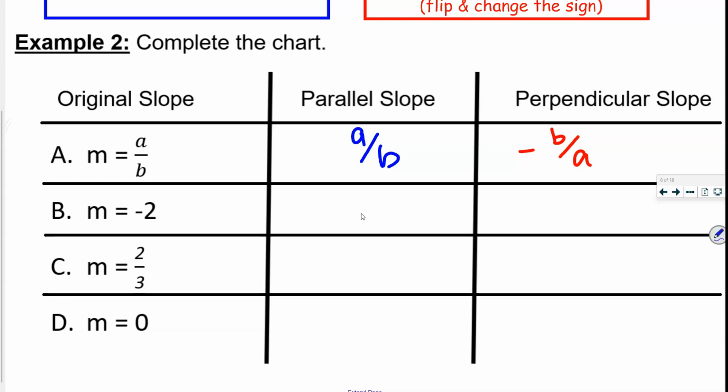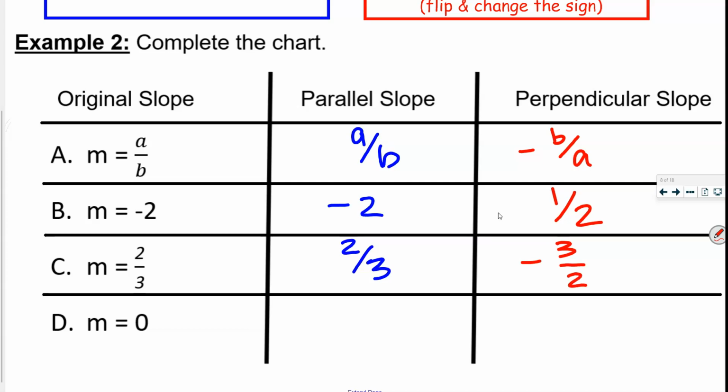So here again, parallel slope, same slope, okay? Now, the next one, we're going to change the sign, so it's going to be positive. And remember, 2 is really 2 over 1, right? So this is now going to become 1/2. And it's positive because it was originally negative, okay? All right, now, parallel slope here again is the same value. Now, when we make it a negative, and then we flip it, 3 over 2, okay?